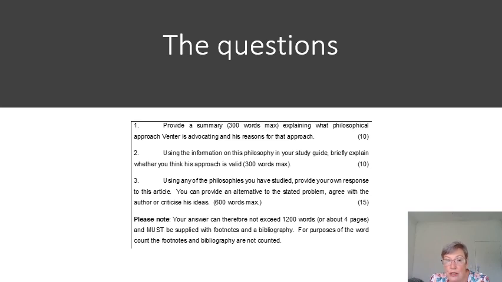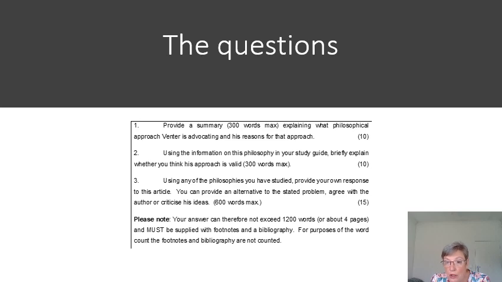Then the second question is, using the information on this philosophy that you've identified in question 1, briefly explain whether you think his approach is valid. In other words, you are going to test what he says against what you know of the philosophy. Is it really the philosophy that he says he is following? Or is it something else? Is it disguised as something else? Once again, 300 words max.